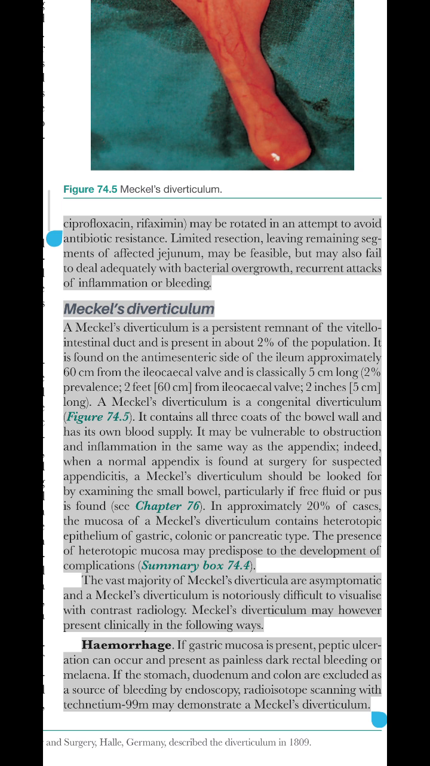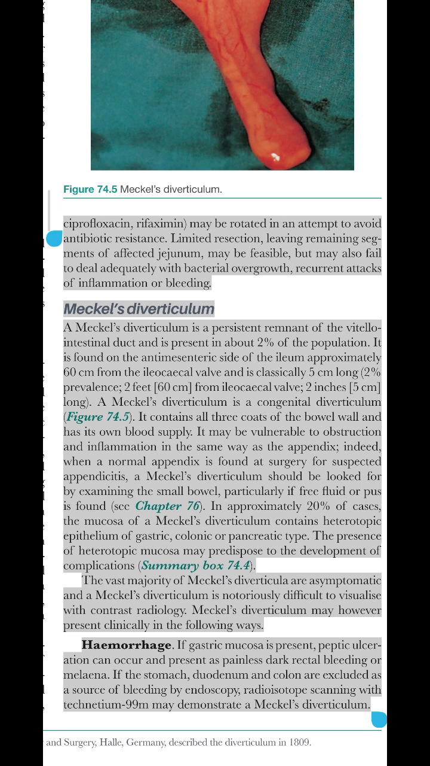A Meckel's diverticulum is a congenital diverticulum, figure 74.5. It contains all three coats of the bowel wall and has its own blood supply. It may be vulnerable to obstruction and inflammation in the same way as the appendix. Indeed, when a normal appendix is found at surgery for suspected appendicitis, a Meckel's diverticulum should be looked for by examining the small bowel, particularly if free fluid or pus is found, see Chapter 76.